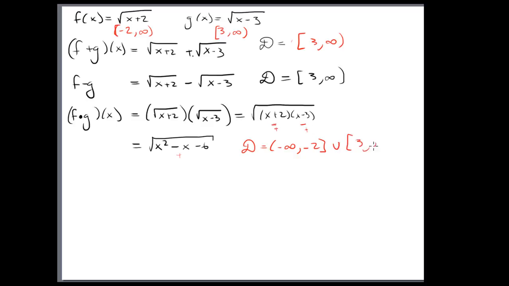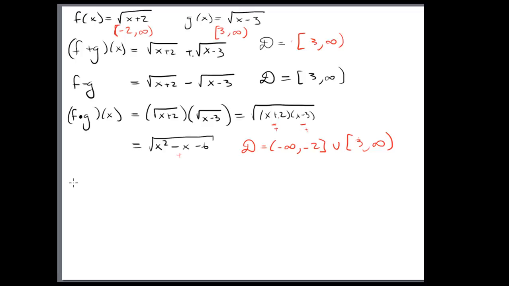And if we're both positive, that's okay too. So 3 to infinity. We just can't be in this negative 2 to 3 range, because then we'd have one negative and one positive term, and that wouldn't work. That would give us the square root of a negative number.